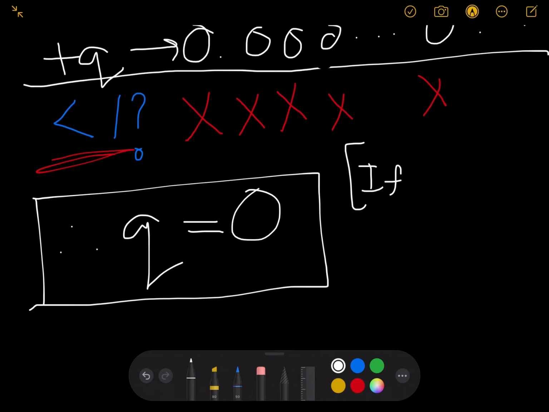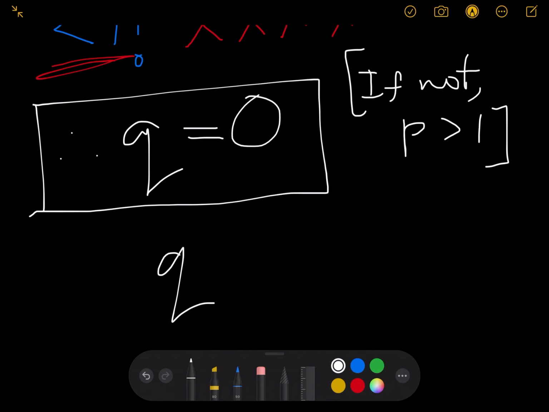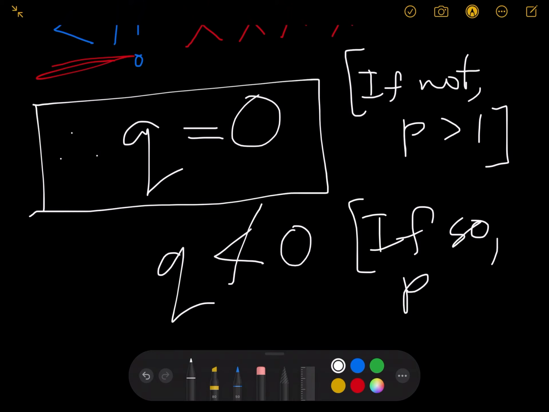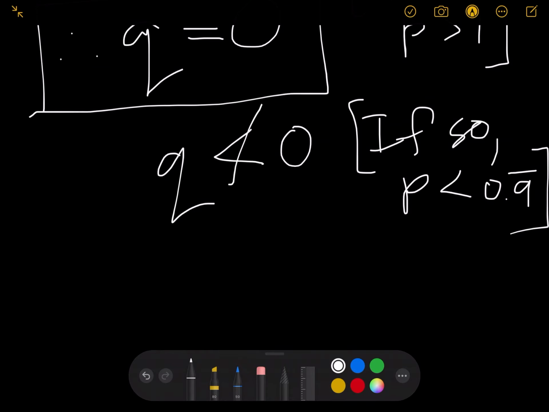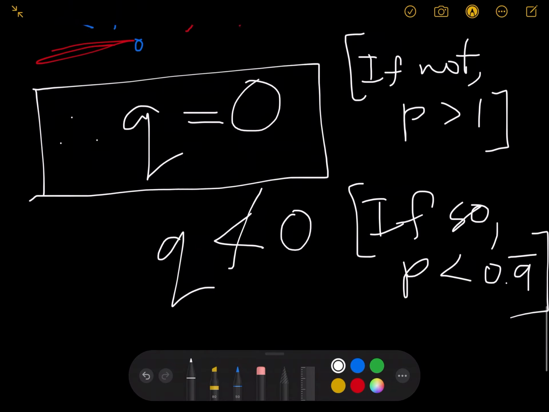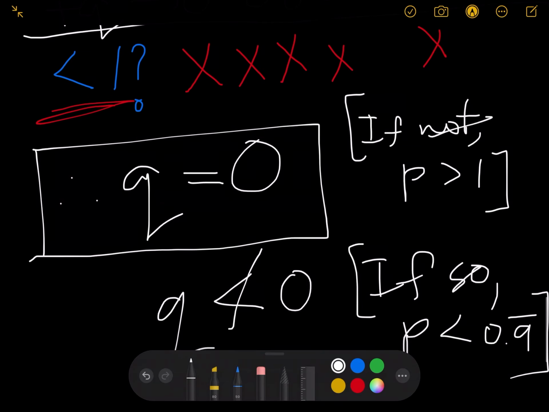If not, right, we have P is greater than 1. Q is not less than 0, right? Q is not a negative number because if so, P is less than 0.9 with a bar, which again, we don't want. So what I mean when I say if not is, if Q greater than 0, that's really what I mean.